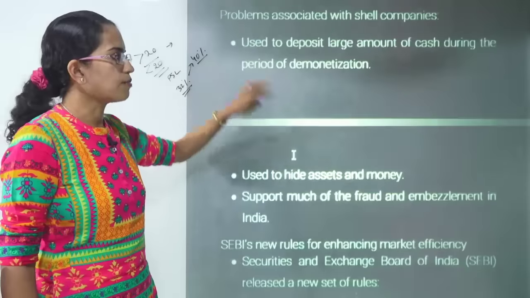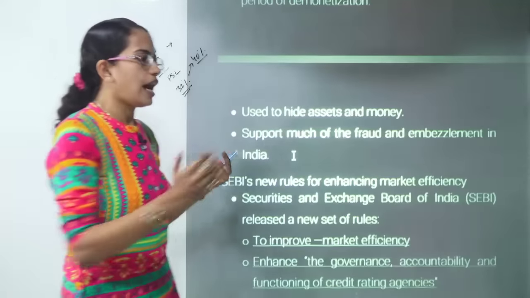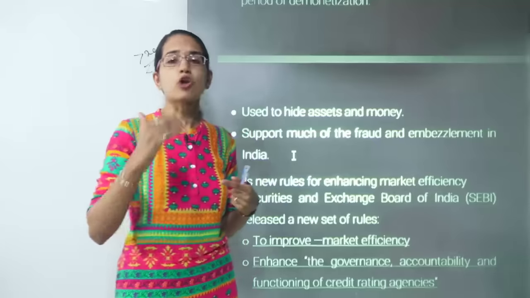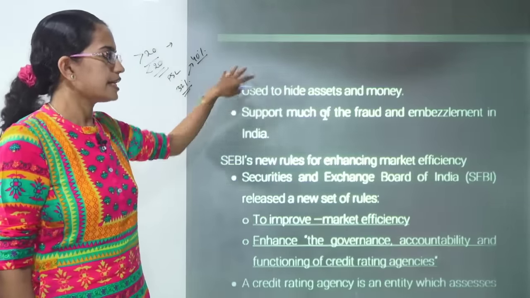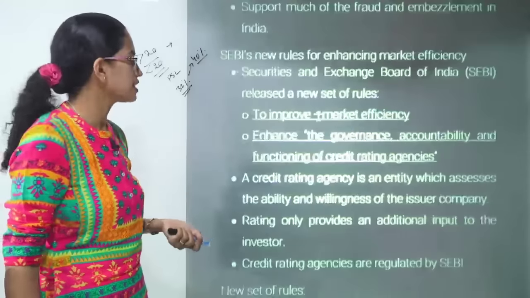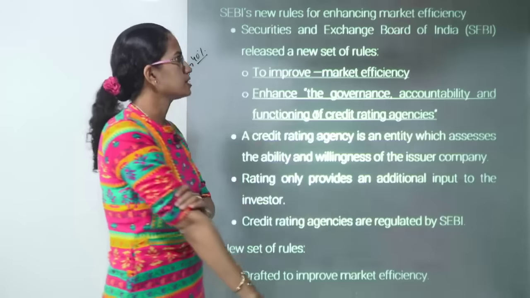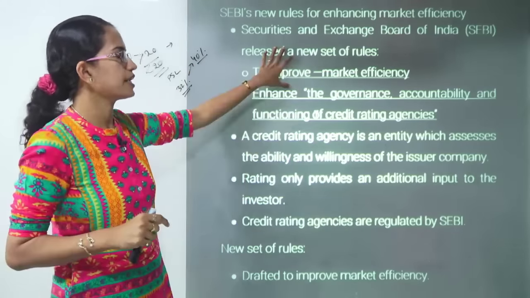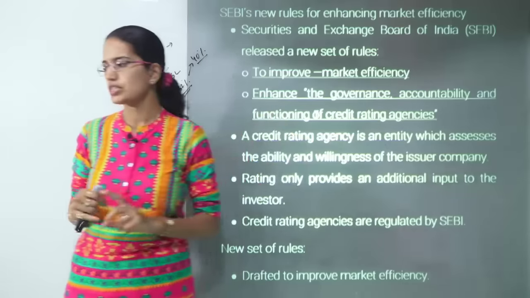So what are the problems associated with shell companies? First is hiding money, hiding assets, and not paying the proper amount of taxes, and demonetization further accentuated the creation of shell companies during that time. The next is SEBI, the Securities and Exchange Board of India, which has talked about new rules to enhance market efficiency.